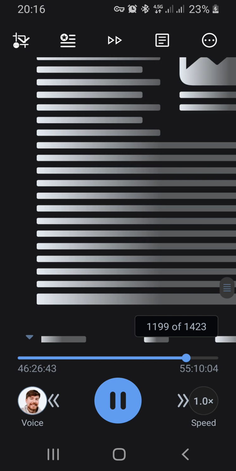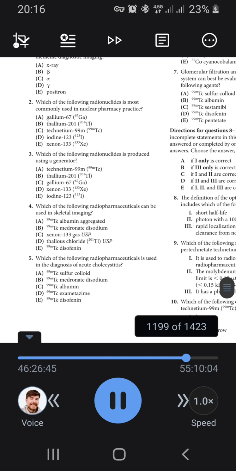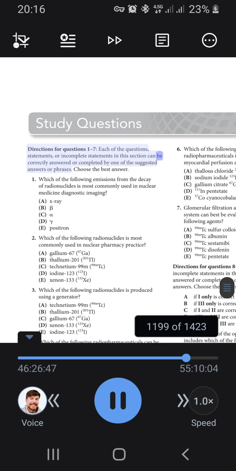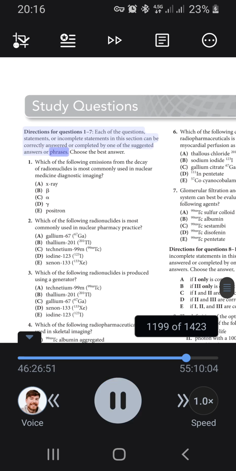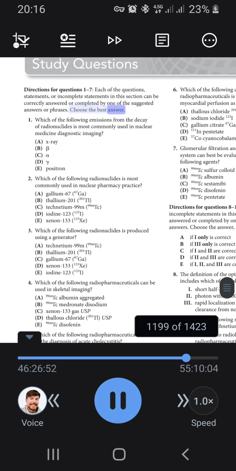Each of the questions, statements, or incomplete statements in this section can be correctly answered or completed by one of the suggested answers or phrases. Choose the best answer. 1. Which of the following emissions from the decay of radionuclides is most commonly used in nuclear medicine diagnostic imaging? A. X-ray. B. Alpha. C. Beta. D. Gamma. E. Positron. 2. Which of the following radionuclides is most commonly used in nuclear pharmacy practice?